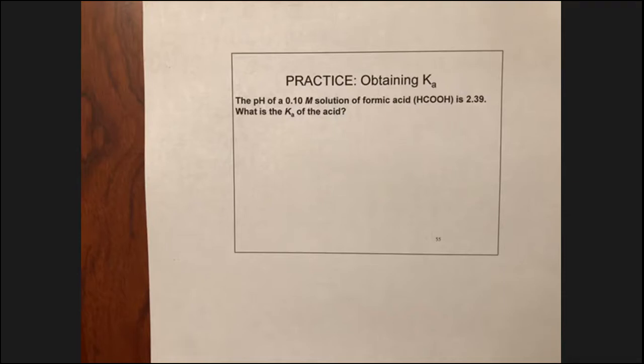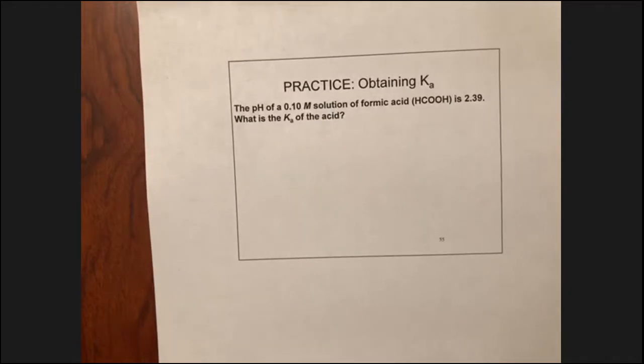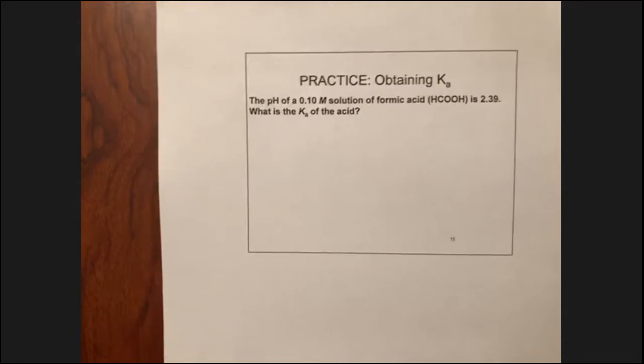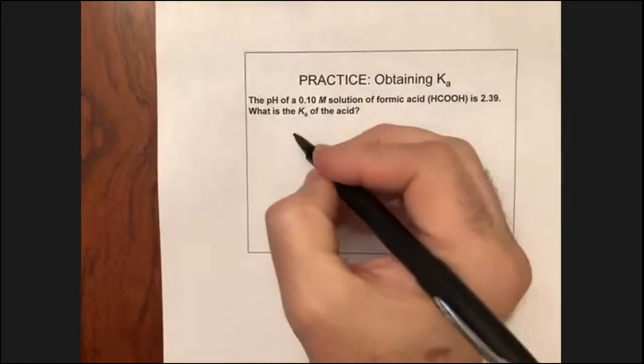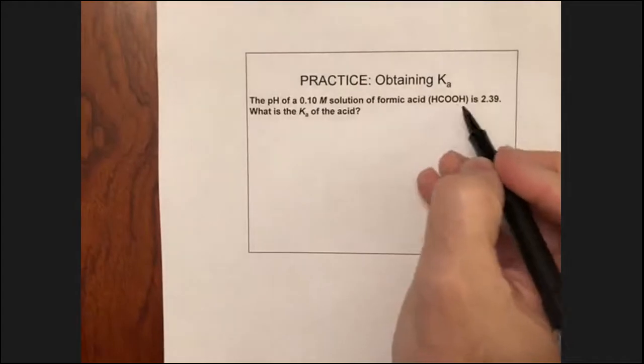So let's try this one here. This is one where you make a solution of the acid and you find the pH of the solution. All right. So let's start out by writing out our ICE table. Let's start by writing out the equation. The formula is HCOOH.